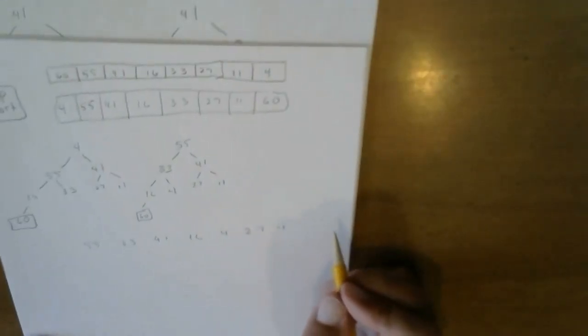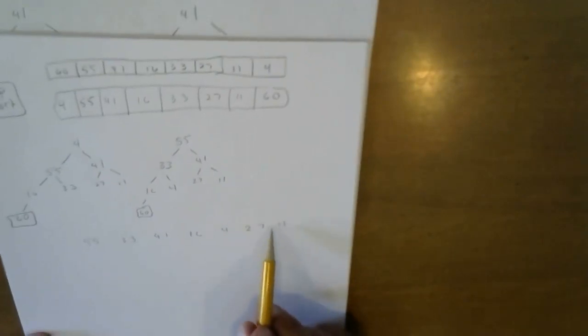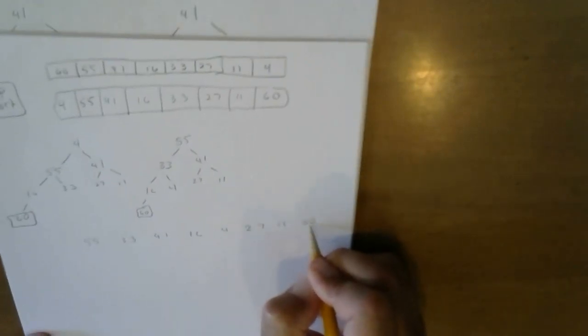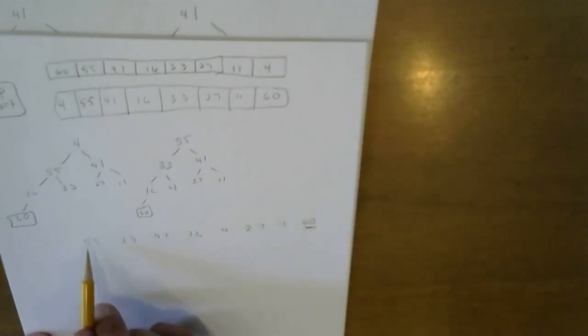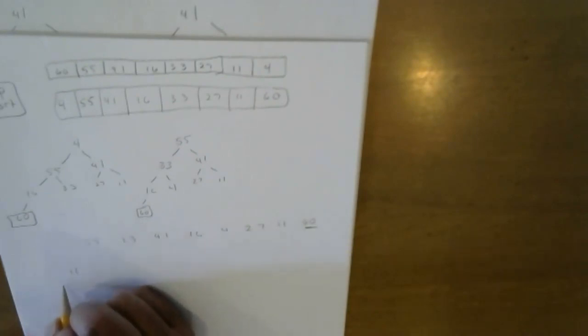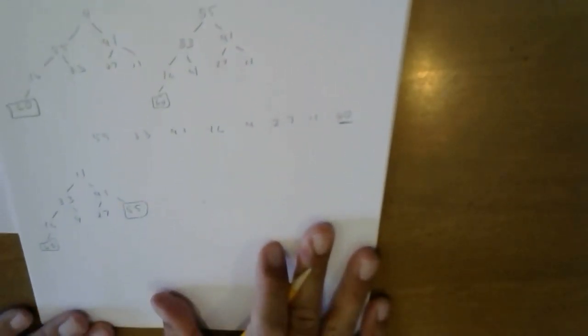What's going to get swapped? Well, I want to move the 55 to the end, to that spot, not the 60 spot. I'm done with him. So I want to move the 55 here, put the 11 up, and now I would have 11, 33, 41, 16, 4, 27, and 55. And we're now going to pretend 55 doesn't exist, and we're going to pretend that the 60 doesn't exist.